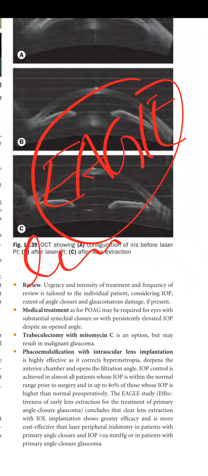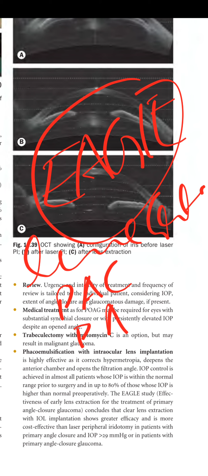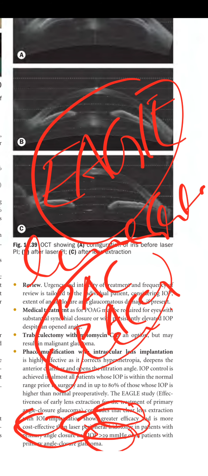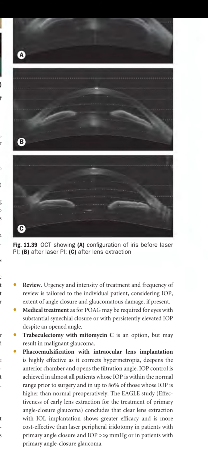Lens extraction reduces IOP. So if a patient has primary angle closure or primary angle closure glaucoma, and you do the clear lens extraction, most of the time it reduces IOP, and it is more effective and cost effective than laser peripheral iridotomy, especially in a patient with primary angle closure and IOP greater than 29 millimeters of mercury, and with primary angle closure glaucoma.